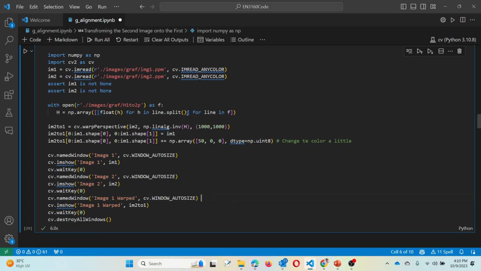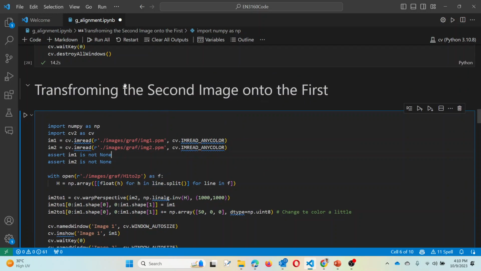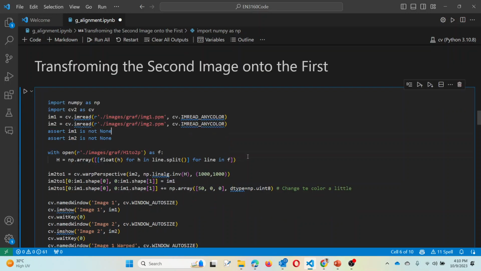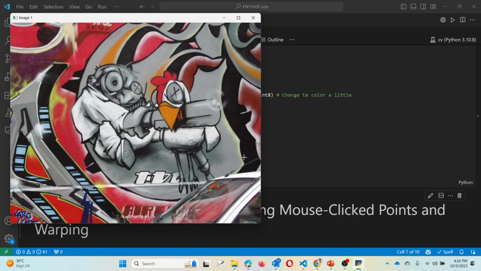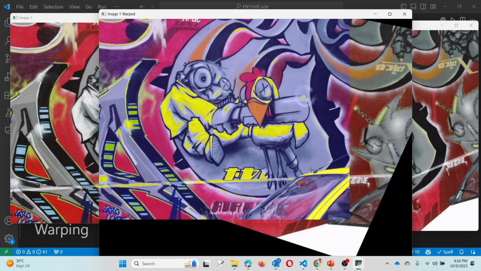Once again, the inverse of H, if we compute, that would transform the second image onto the first. So we can see that. You can see the first image, the second image. Now the second image has been transformed onto the first image. There is a color problem here though.